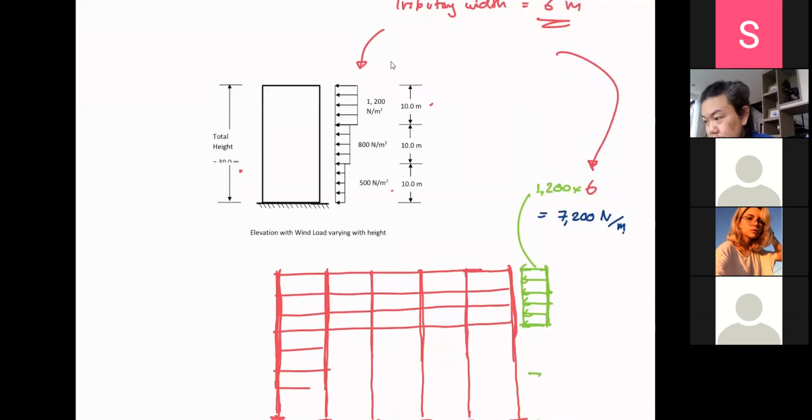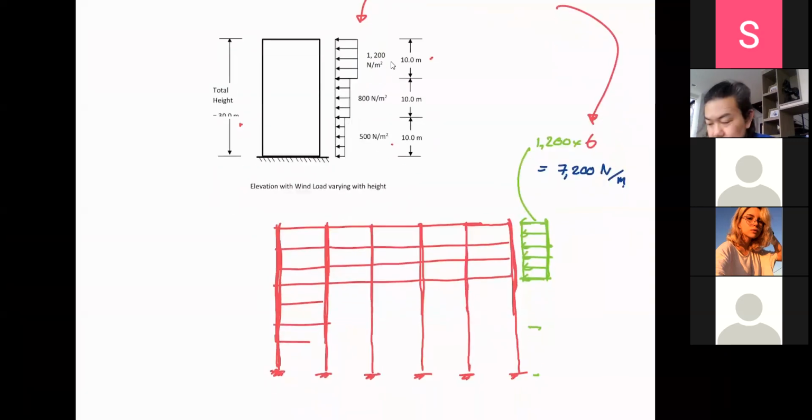Okay? So the next one, can you tell me how much? 800, right? Multiplied by the tributary width, which would remain the same, right? 6. So this is 4,800 Newton per meter.